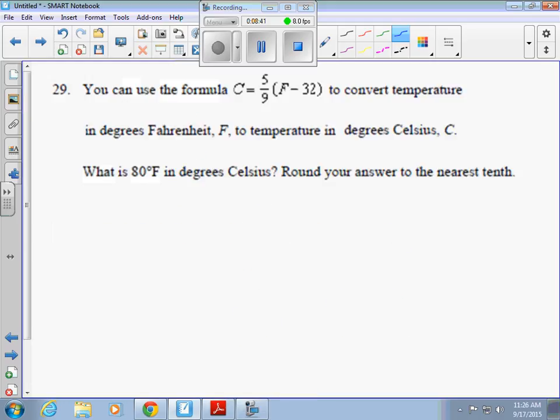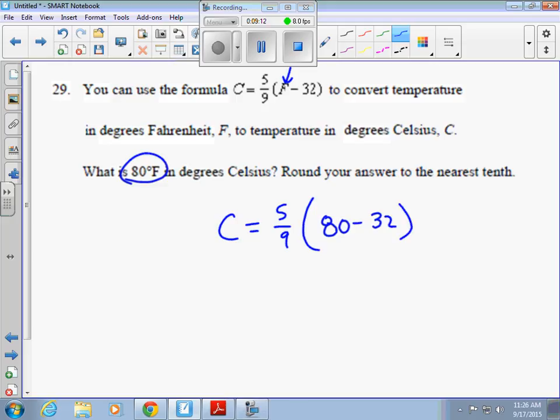Number 29 is Celsius to Fahrenheit. You're going to see this formula a lot, especially when you get in your chemistry class. You can use the formula C equals 5 over 9 times (F minus 32) to convert temperature in Fahrenheit to temperature in Celsius. What is 80 degrees Fahrenheit in degrees Celsius? Easiest way to do this is, in place of F in this formula, we're going to plug in 80. So C equals 5 over 9 times (80 minus 32).